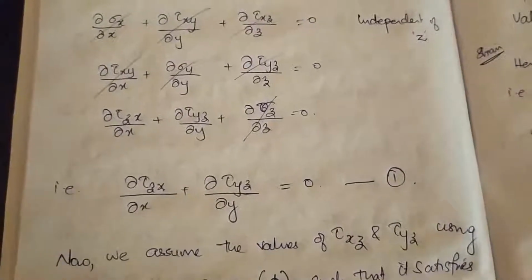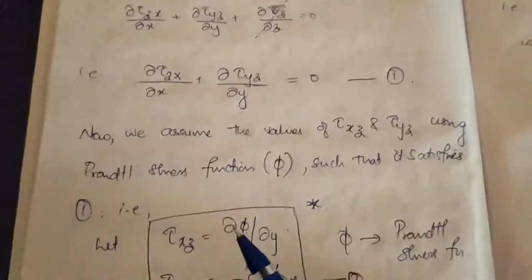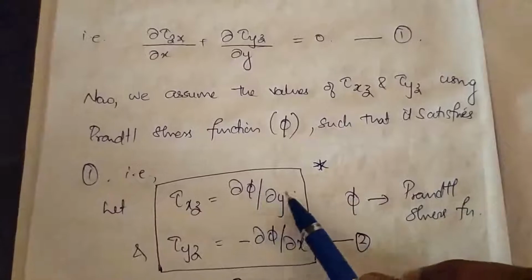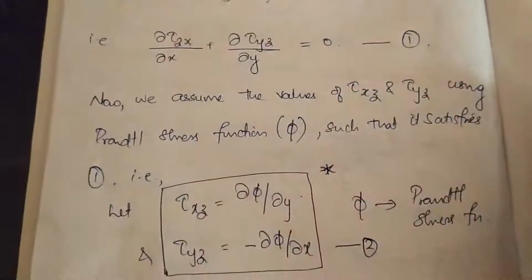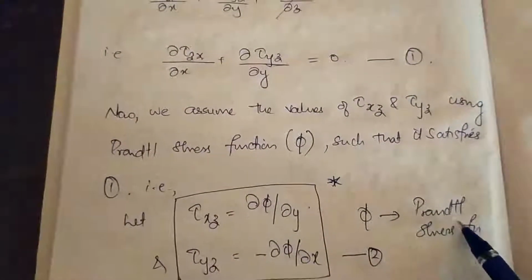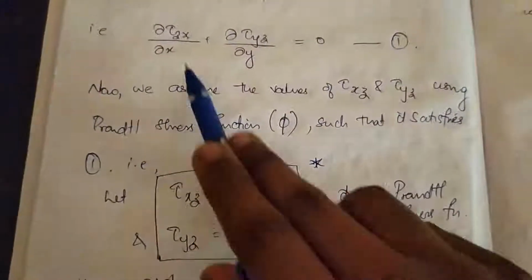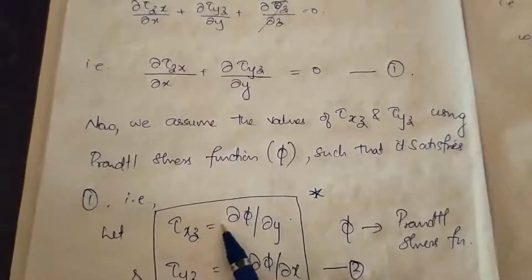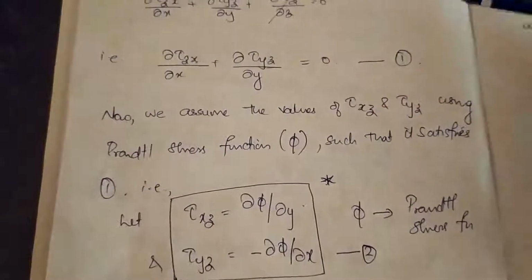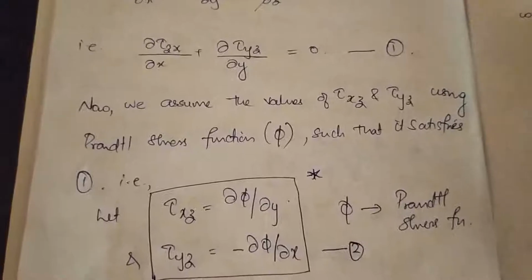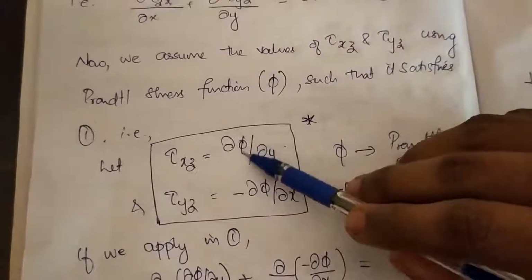Now onwards we will be taking a lot of assumptions regarding this. Here we are assuming that tau xz is equal to dou phi by dou y and tau yz is minus dou phi by dou x. This is just an assumption, and phi is called the stress function. Then check whether this condition is satisfied by giving these values. These sort of assumptions we have already done in case of Airy's stress functions and polar coordinates also. Similarly we are assuming tau xz as a function of phi.